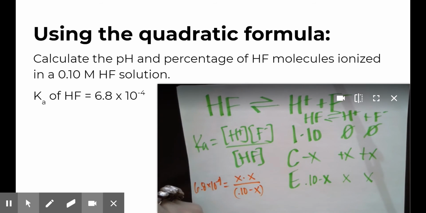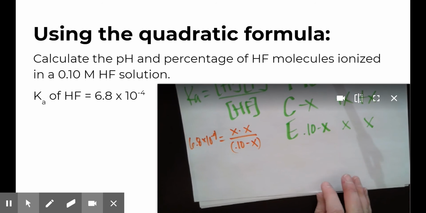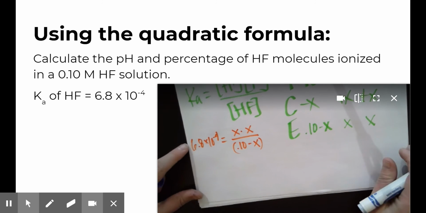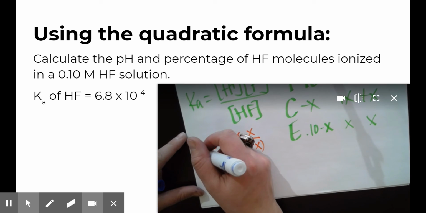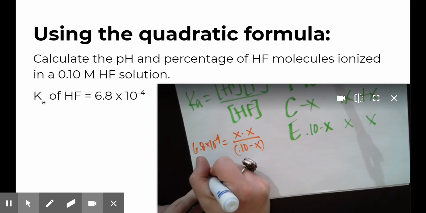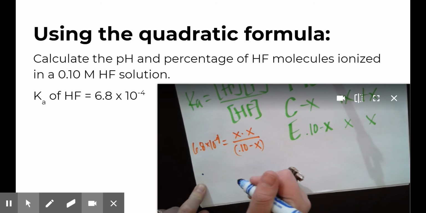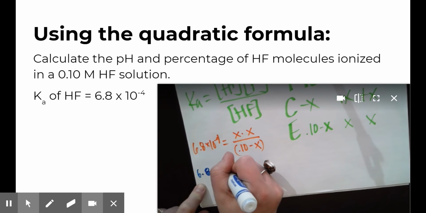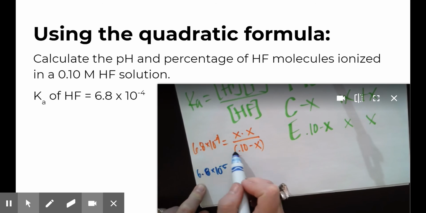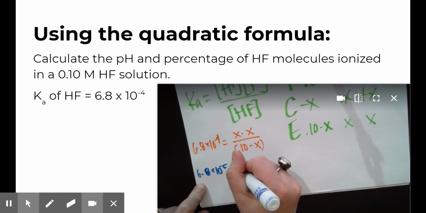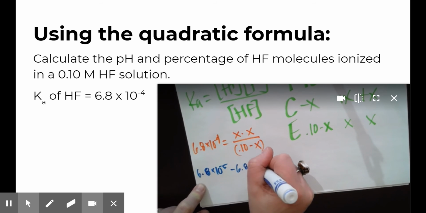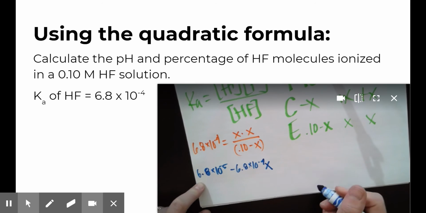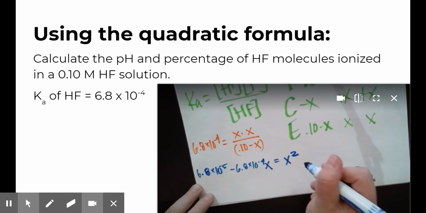Whew. Okay, this is annoying. So now we've got to use that quadratic equation. So first things first, we need to rearrange this. Let's multiply this over, right? So let's distribute. We'll get 6.8 times 10 to the negative 5th from multiplying these two together, minus 6.8 times 10 to the negative 4th x, okay? And that's going to equal x squared.